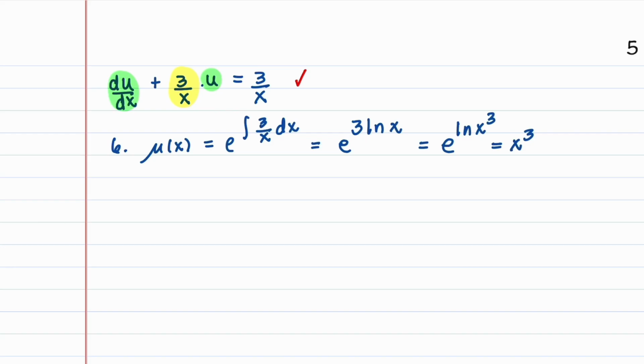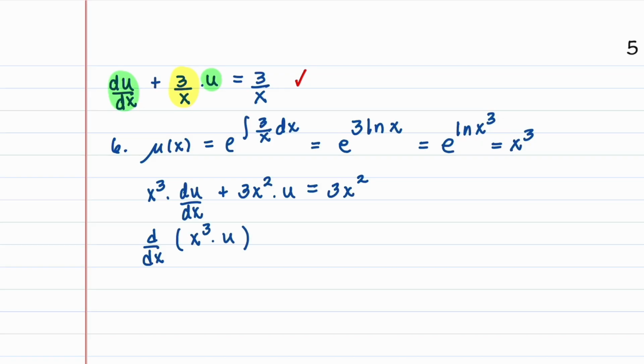Now what we do is we come back up to this equation and multiply every term by x cubed. This gives us x cubed times du dx plus 3x squared times u is equal to 3 over x times x cubed, so this is just 3x squared. We now combine the left-hand side, and this is the derivative with respect to x of x cubed times u. It's always your integrating factor times u. And then on the right-hand side, we just have 3x squared.